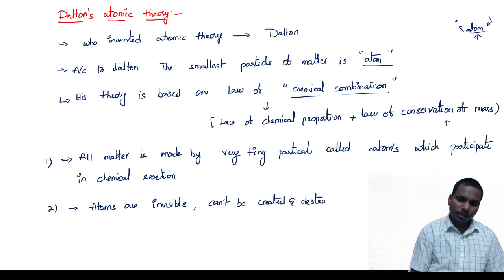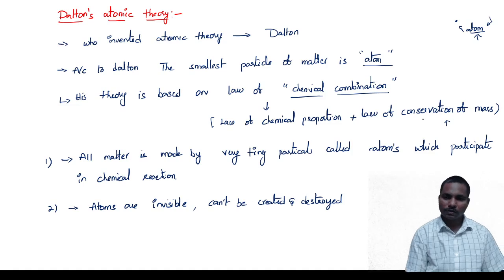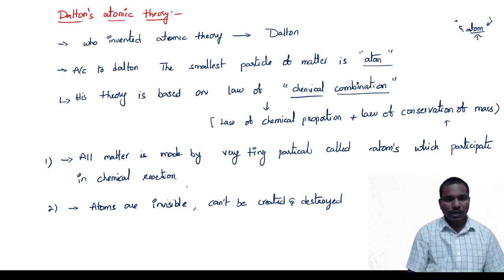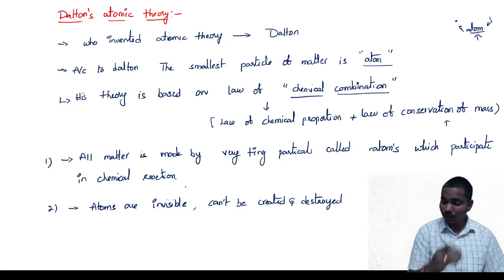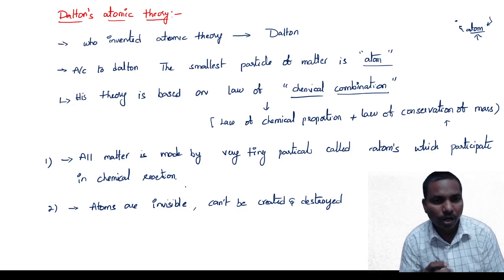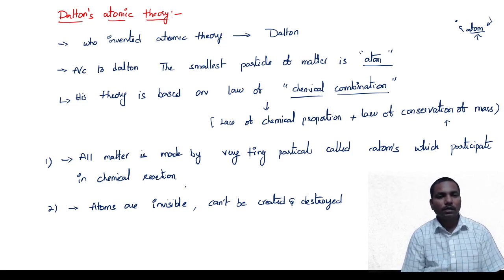And destroy. That is the law of conservation of mass. Okay, and after this, John Dalton, we will discuss the other two models, that is J.J. Thomson and Rutherford. After that, we will discuss Bohr's atomic model. And according to him, we have to know the other particles, that is electron, proton, and neutron.